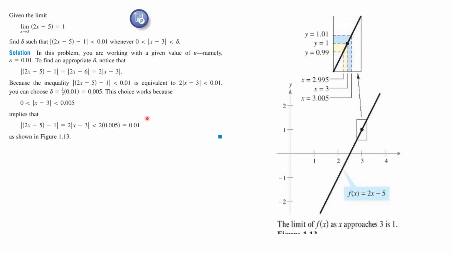So here's a problem. What we're supposed to do is, given that the limit as x tends to 3 of 2x minus 5 is equal to 1, and of course it is, you just plug in 3 and you get 1. But what we want to do is find delta such that the difference between f of x and L is less than 0.1 whenever we are within delta of 3.